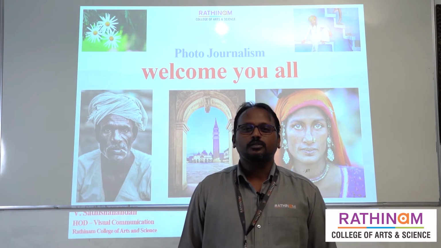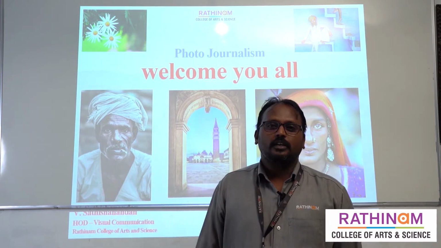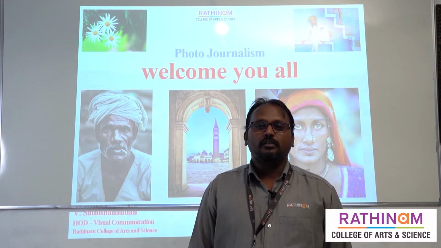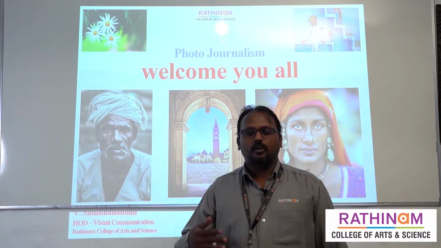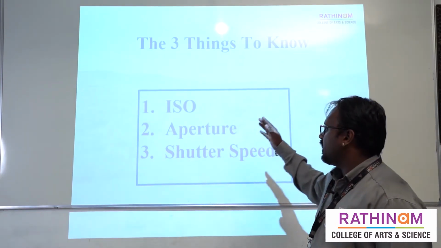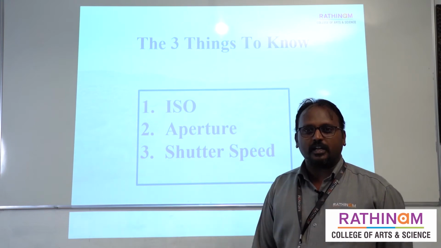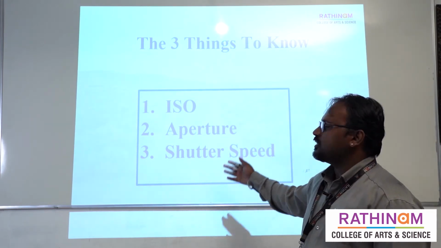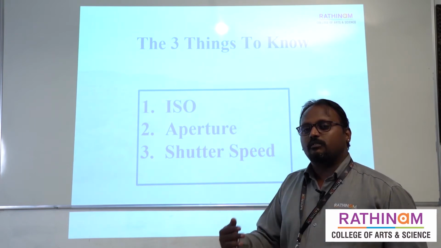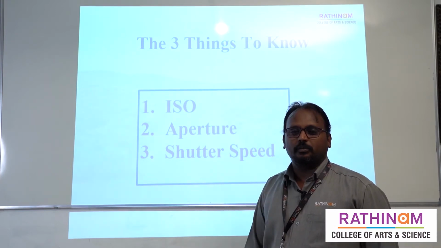So today we are going to see photography. The topic name is photojournalism. This is the paper. Today we are going to see the basics of photography. These are the main three things you should understand and know. The first point is ISO, the second is aperture, and the third is shutter speed. One by one we can see the topics.